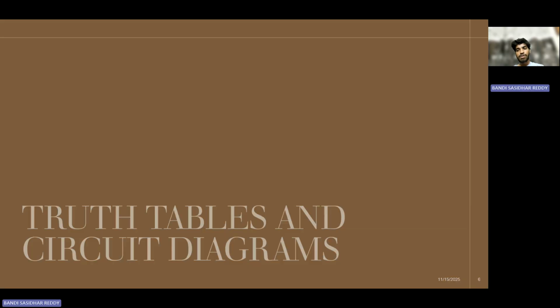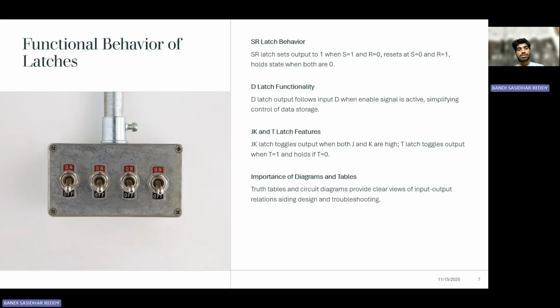Let us see the functional behavior of latches by their truth tables and circuit diagrams. Truth tables and circuit diagrams are essential for understanding the functional behavior of latches. The SR latch truth table shows that when S equals 1 and R equals 0, the output Q is set to 1. When S equals 0 and R equals 1, Q is reset to 0. When both are 0, the output remains unchanged.